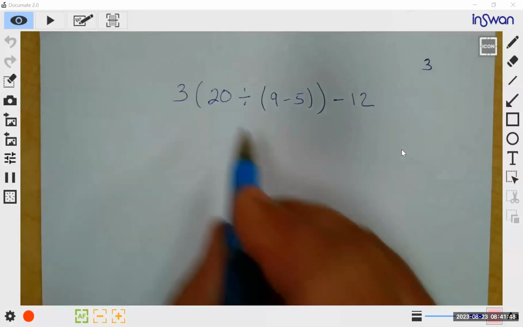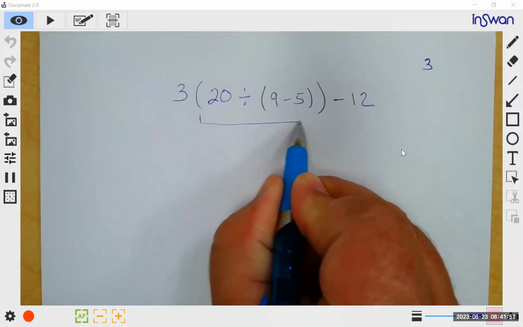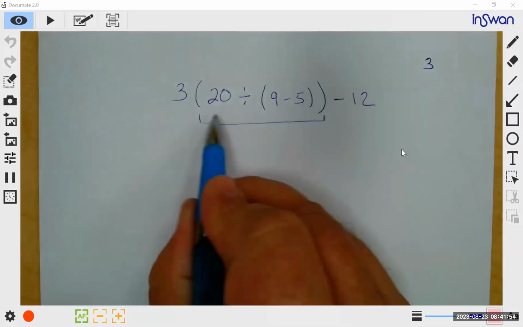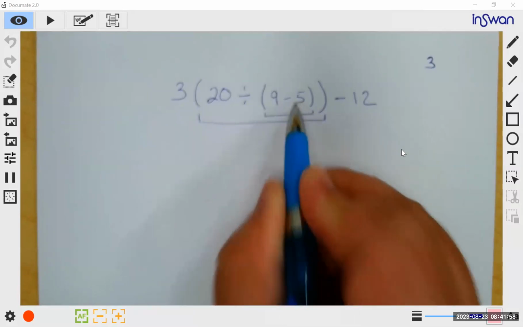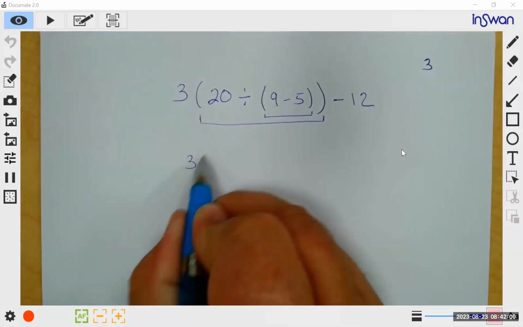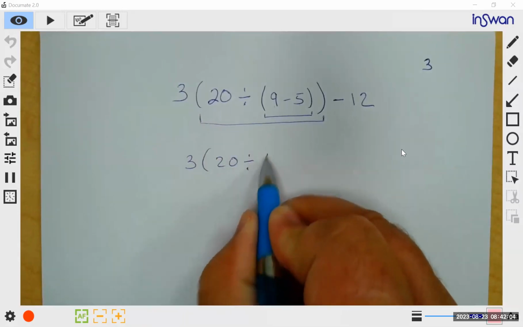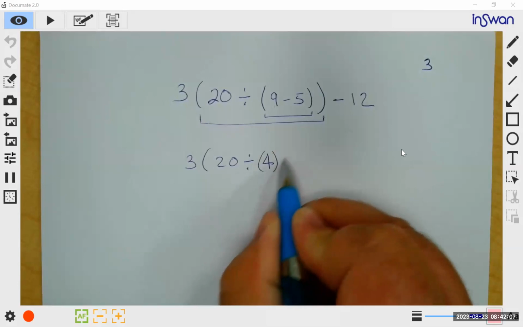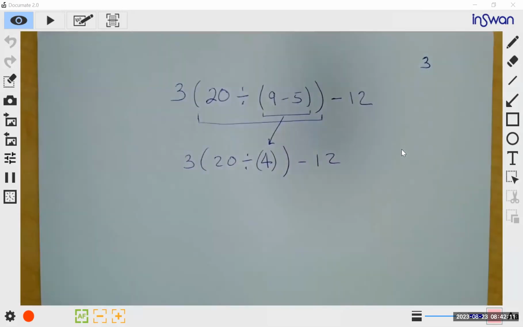All right, left to right, we get to a parenthesis. So that one ends here. So we do inside. Here's another parenthesis. 9 minus 5 is 4? So we do that first.